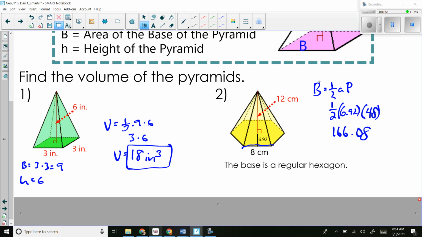But remember, we're not done yet. That's just the area of the base. We also have to take this times the height, which it gives to us as 12. That's this length. Height is always perpendicular to the base. So our height is 12. And then we need 1/3 of that. So maybe I'll write it like this in parentheses. Okay, so if we do the math here, 1/3 times 166.08 times 12, type it into the calculator, and the volume is 664.32. And this is centimeters, so centimeters cubed.